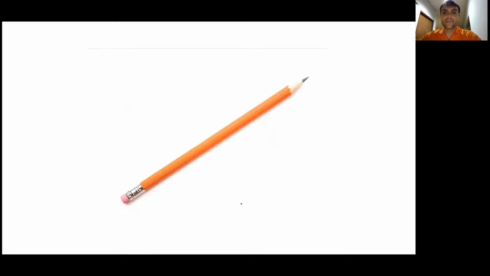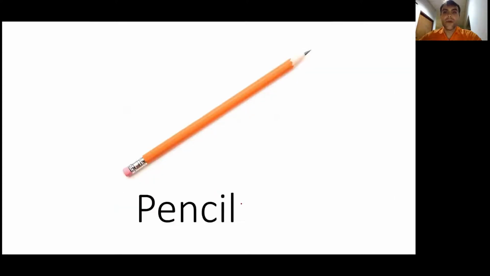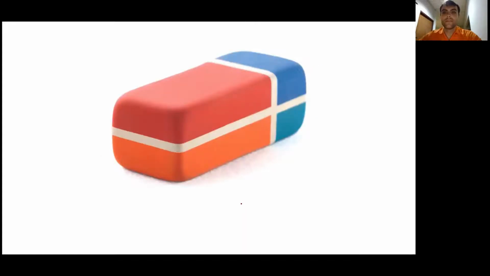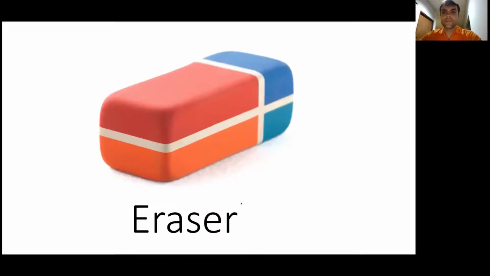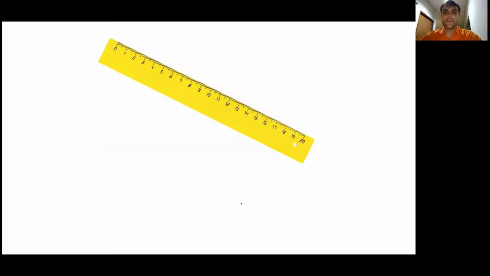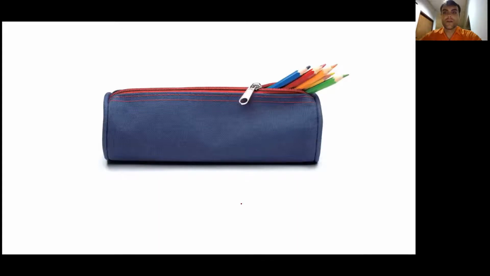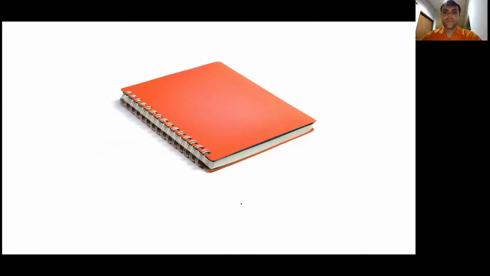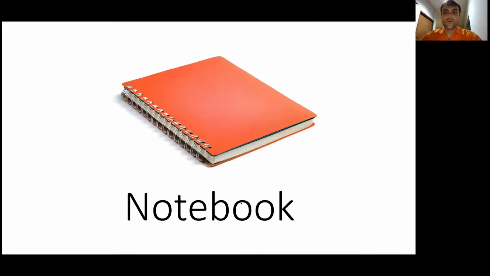So, what's this? Right, it's a pencil. Pencil. What's this? Right, crayon. Eraser. What's this? Right. Ruler. What's this? Right. Pencil case. What's this? Right. Notebook.